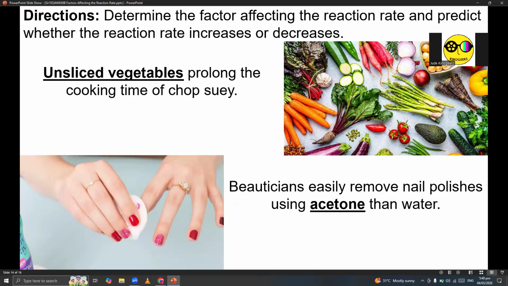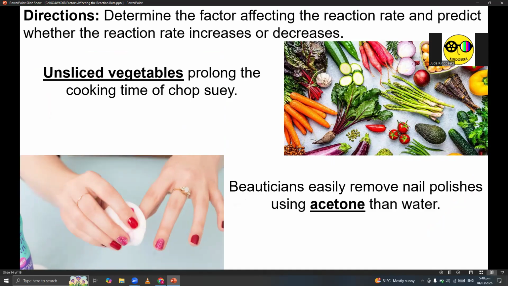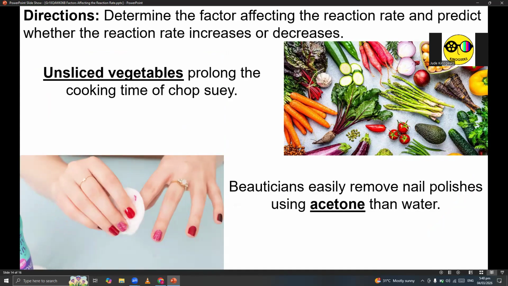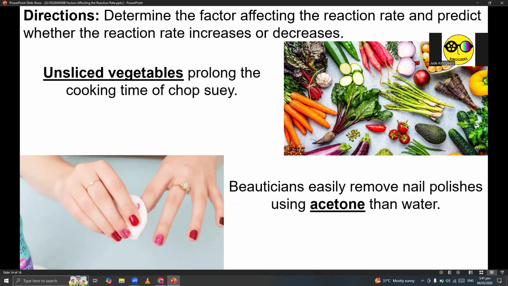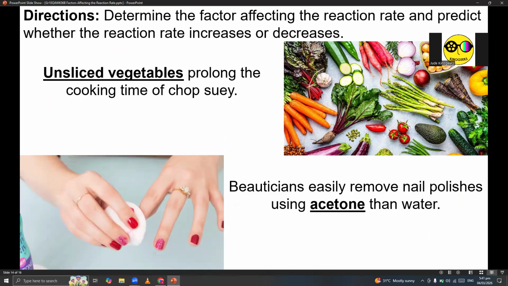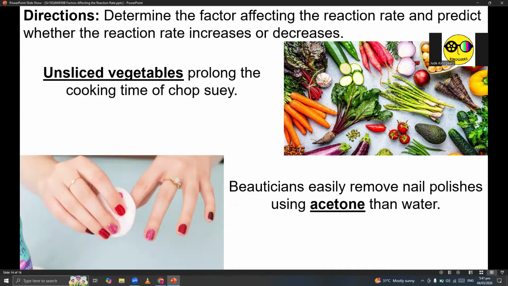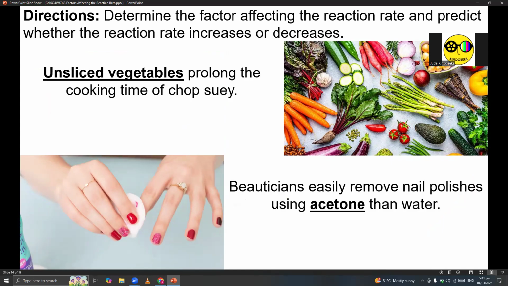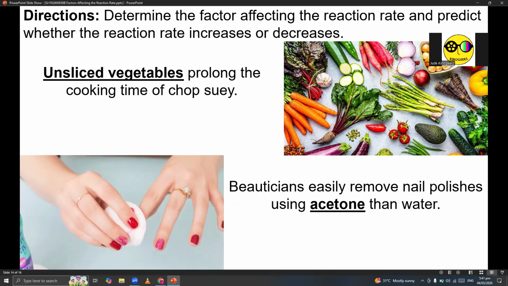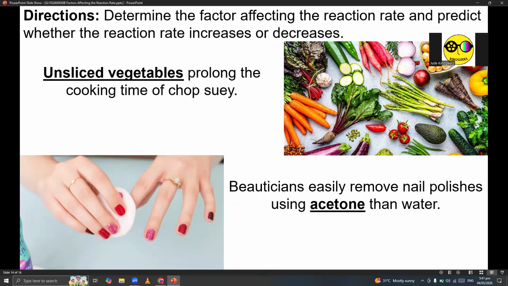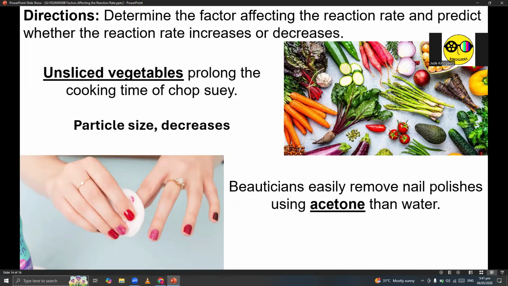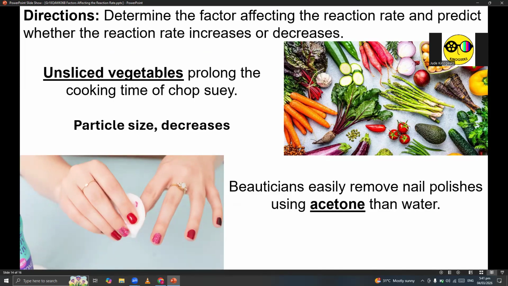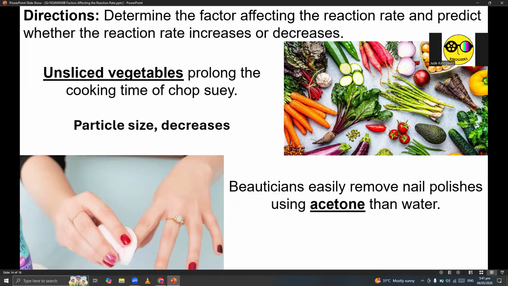Okay. Third example, unsliced vegetables prolong the cooking time of chop suey. So if you put your vegetables in unsliced when you're cooking, then it will take a longer time for you to accomplish your goal, no? And this is particle size, and because the vegetables are unsliced, it will decrease the reaction rate. So all you have to do is simply slice or chop your vegetables into smaller pieces to increase the surface area.